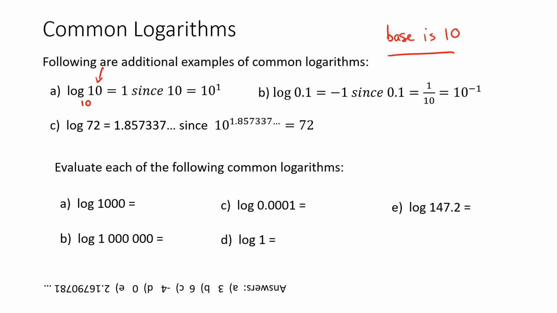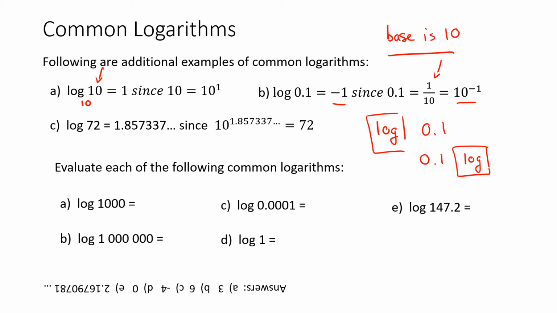For B, log of 0.1. If you put this in your calculator exactly as it shows, either by pressing log and then typing in 0.1, or for some of you, you might have to type in 0.1 and then press the log button. Just like with the root functions, it depends on your calculator. The answer that's going to come out is -1, because 0.1 can be written as a fraction, 1 divided by 10, which remember you can write as a negative exponent, as 10 to the exponent -1.